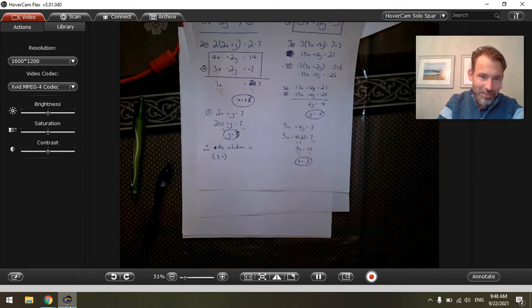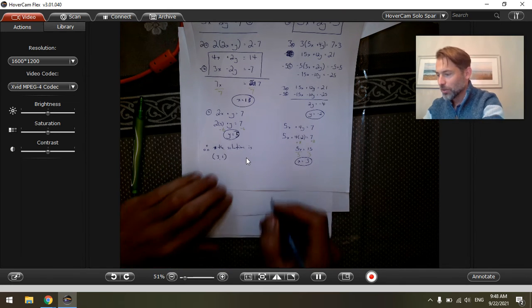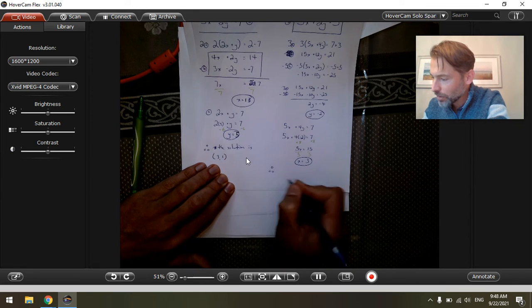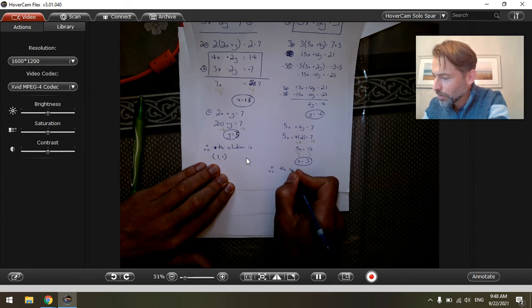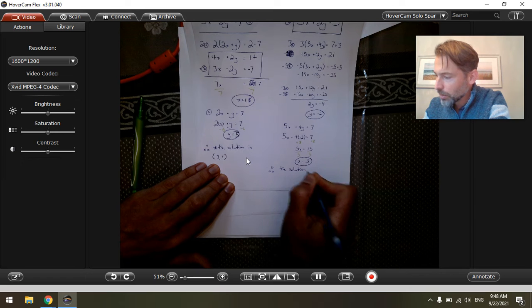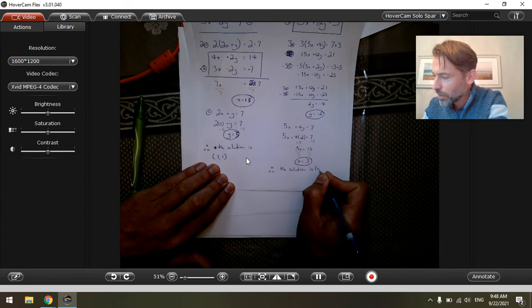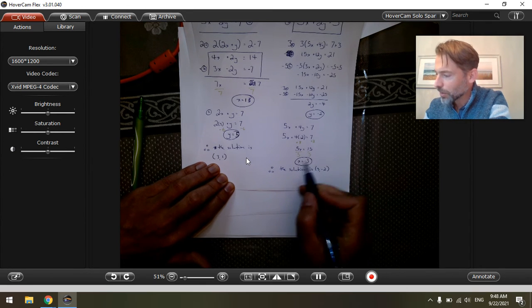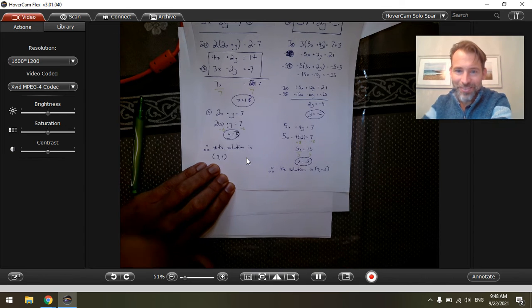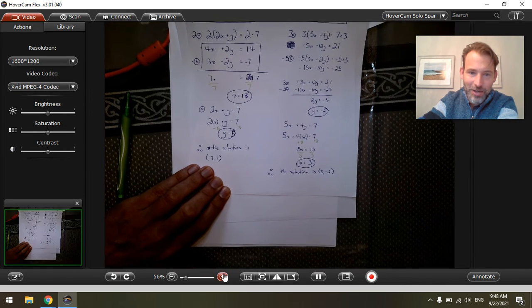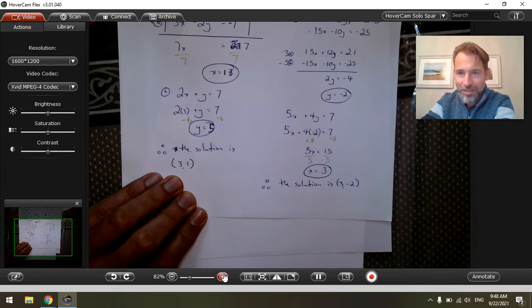So now, the last thing is to write a therefore statement. So then my therefore statement looks like this. Therefore, the solution is 3, negative 2. I get that there, 3, negative 2. Okay, and so that's how I approach these types of questions.